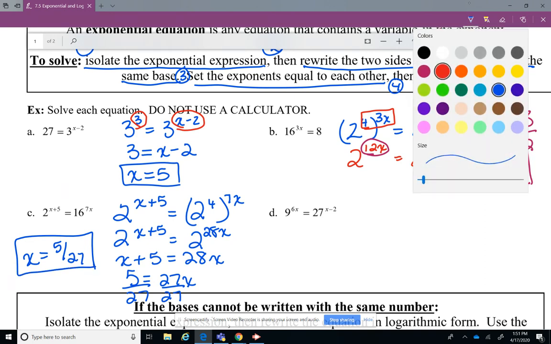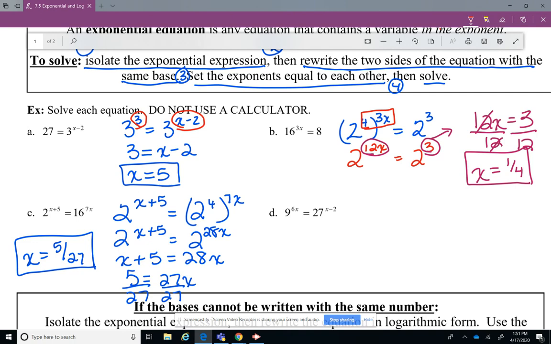All right, problem D. We don't do number 1 because the exponential expressions have already been isolated. So we're going to go straight to number 2 and rewrite the two sides of the equation. Now, this has a 9, but I know that 9 to the 1 and 9 to the 2, neither one is going to equal 27. So I'm going to have to change those bases to 3.